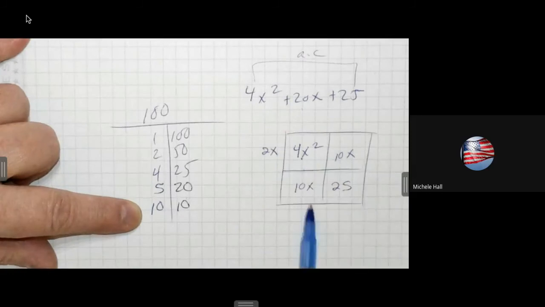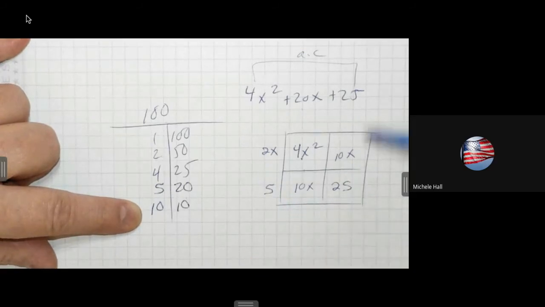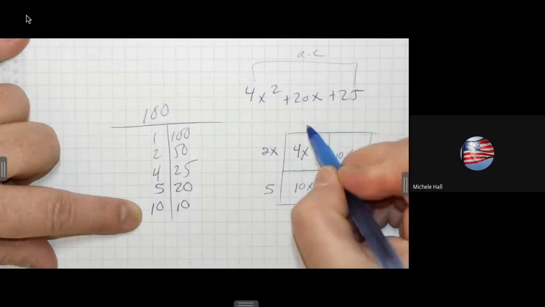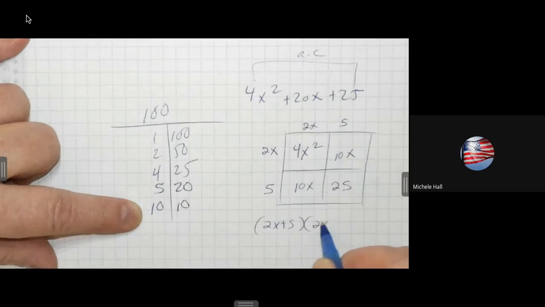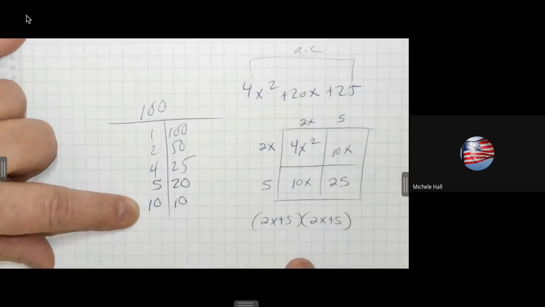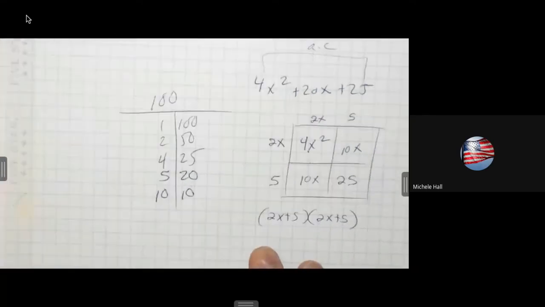2x. What do they have in common here? Just a 5. And then I have to look this way as well. What do they have in common this way? 2x. And then here, 5. So those are my factors. 2x plus 5 times 2x plus 5. So 10x and 10x is 20x. And then 2x times 2x is 4x squared. 5 times 5 is 25. Those are my factors right there.